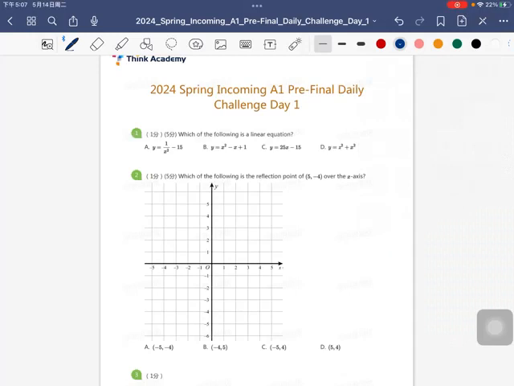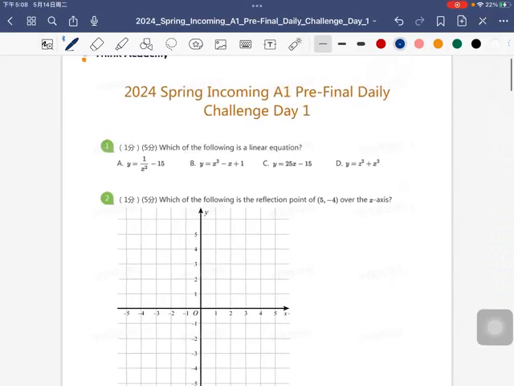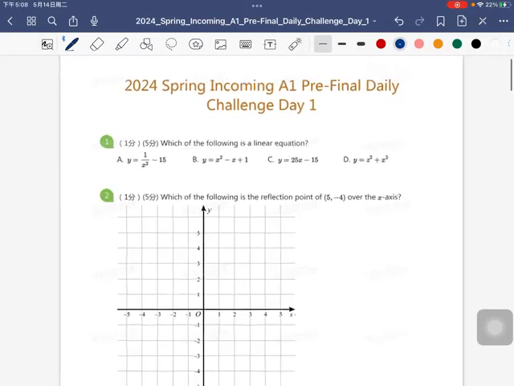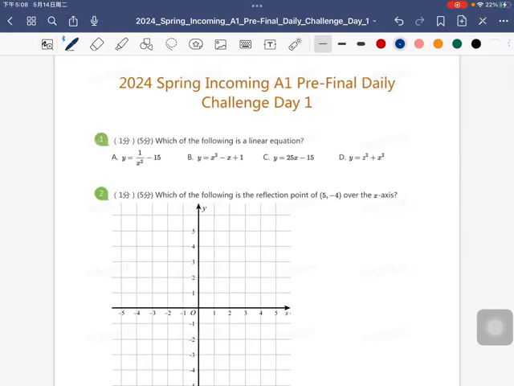Okay, so for the reviews, we're going to work over important topics for pre-algebra and get you ready for the incoming Algebra 1 as well as the final assessment. Okay, so let's take a look at the first problem here. Which of the following is a linear equation?